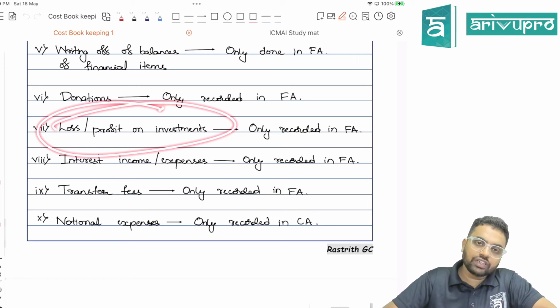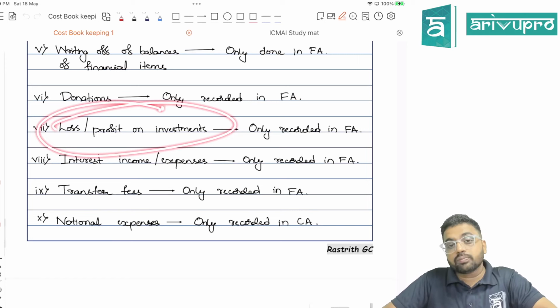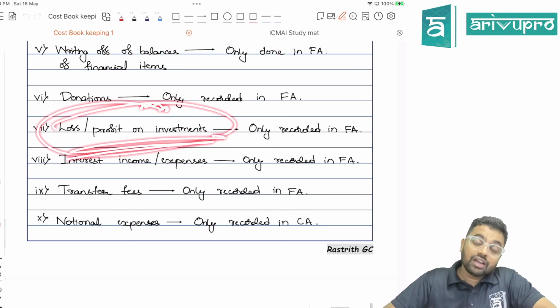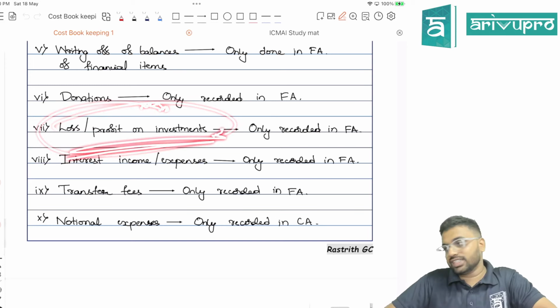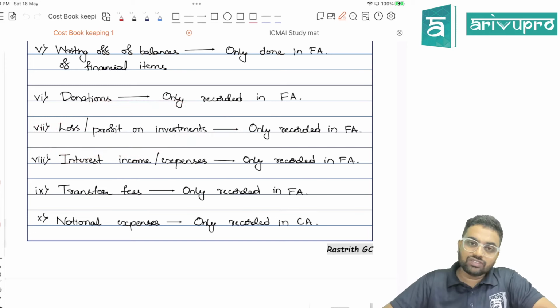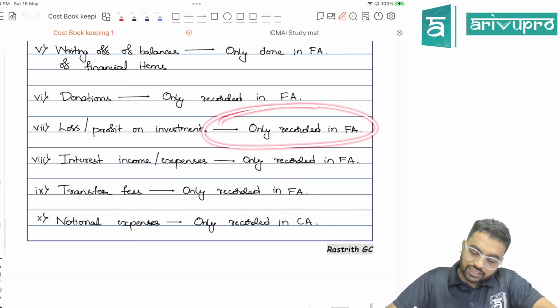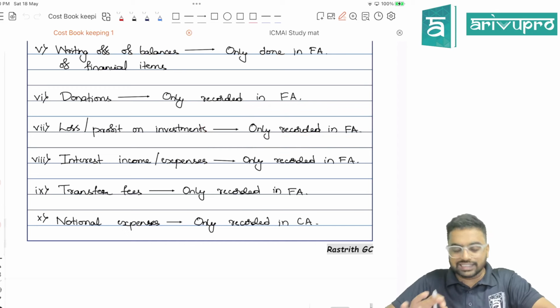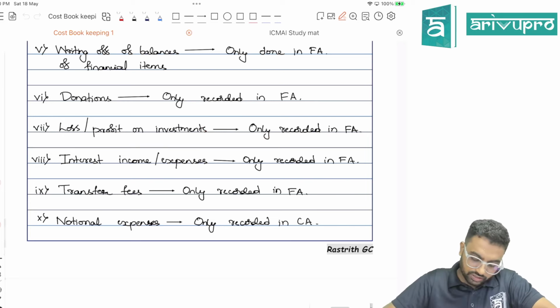Loss or profit on investment, sir. You remember profit on sale of investment we used to credit in the P&L. Loss on sale of investment we used to debit in the P&L, accounting P&L. Did we do anything in the cost books? The answer is of course no, sir, because investment is not a costing activity. So this will only be there in the financial accounts, not in the cost accounts. So this is also one more reason for the difference between cost records and the financial profit.